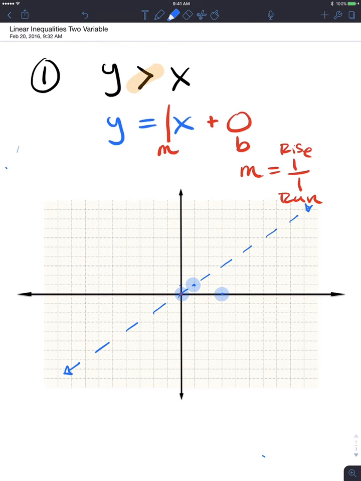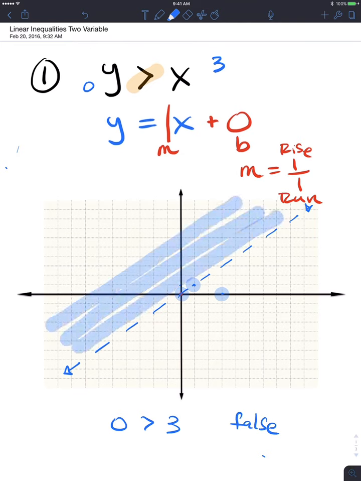So if x is going to be 3 now and y is going to be 0, I'm going to plug 3 in for x, plug 0 in for y. Notice I get 0 is greater than 3. This statement is false. So what this means is we don't shade the lower right region, we shade the upper left region. Every point in the upper left region will give us a true statement. This is why we shade it.